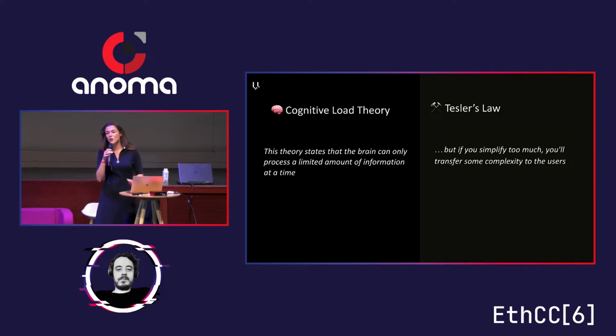A very simple way for me to start talking about this would be to bring up a classic, which is the cognitive load theory. This is the theory which states that people have a limited amount of mental resources available for processing information. So a platform can be designed in a way that minimizes distractions or reduces complex features. However, things are never that simple. This actually contradicts Tesler's law, which reminds us that if you simplify too much, you may end up just transferring some complexity to the user.